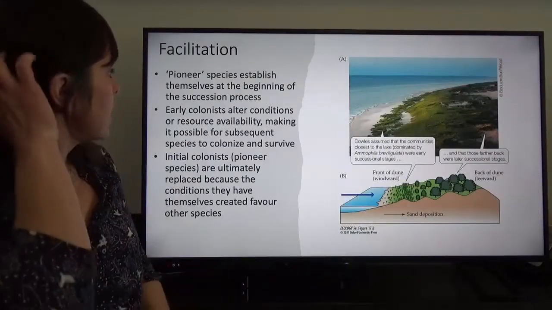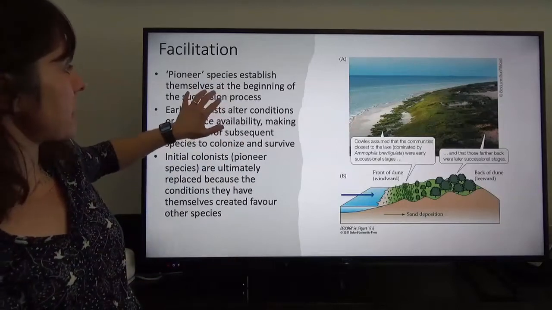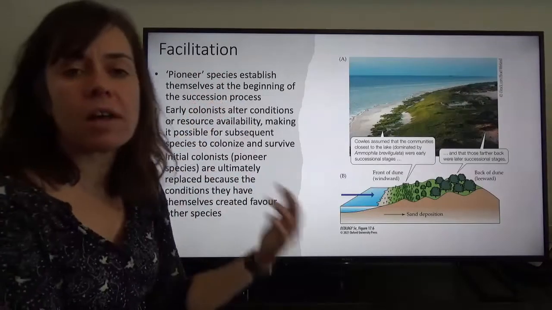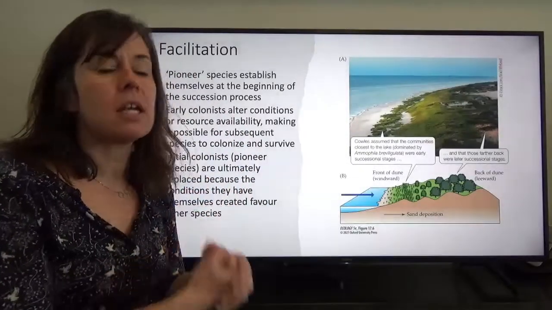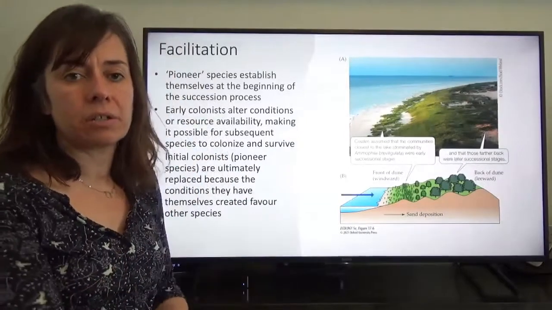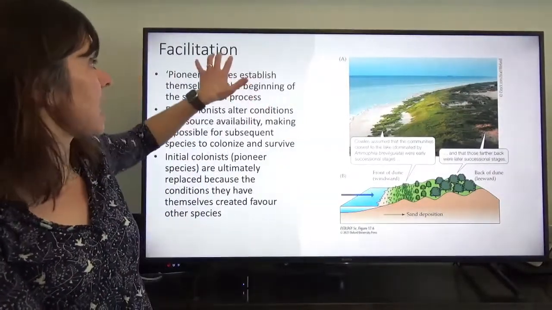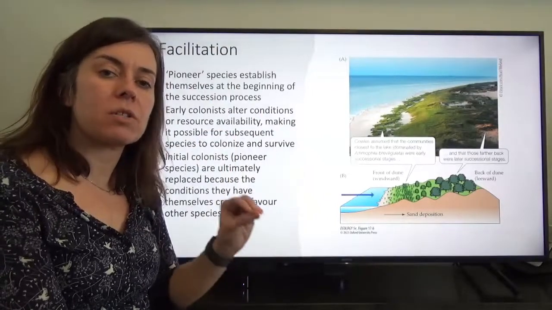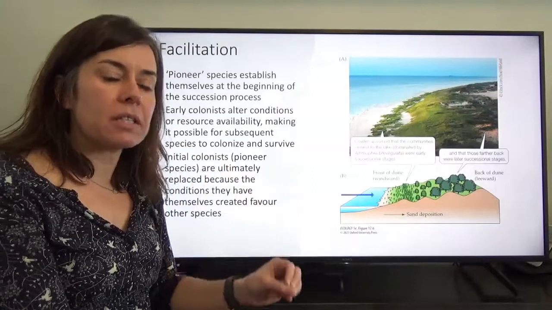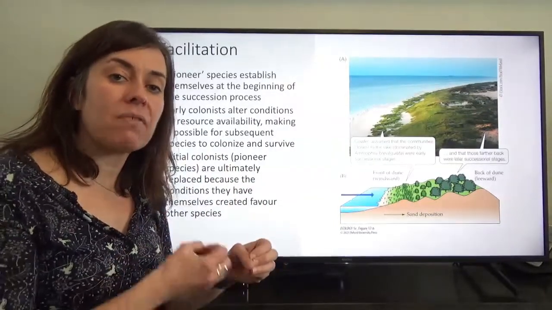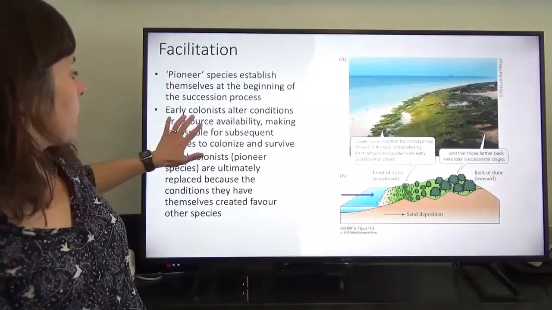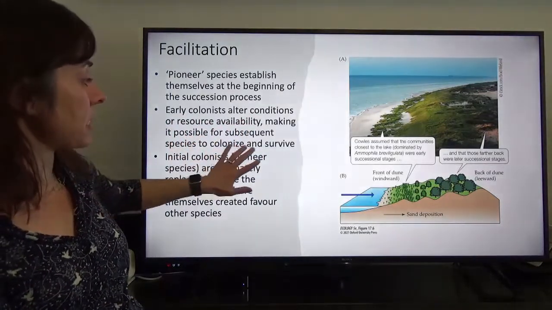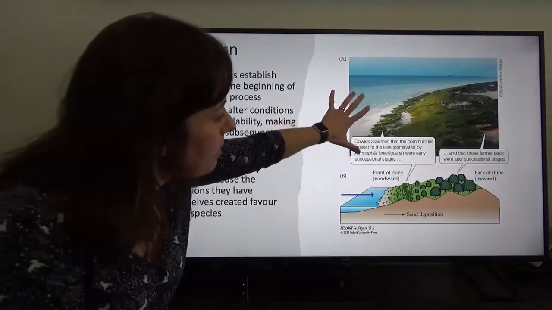All right, so facilitation is the situation where pioneer species establish themselves at the beginning of the succession process. And so we saw that in that table, we have these pioneer species that come in. Now that's always the case in succession. You have some early species that come in. In the case of facilitation, we've already learned about facilitation. It's exactly what the title would suggest. Those early successional species, those pioneer species, actually help to ameliorate the system and prime it for other species to come in, okay? So those early colonists alter conditions or resource availability, making it possible for subsequent species to colonize and survive. And so a great example of this comes from your textbook.